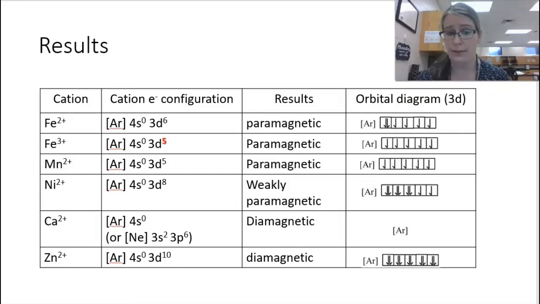Calcium and zinc, on the other hand, calcium is a main group element, and so it has a configuration identical to a noble gas, which means everything is paired. And in zinc, we have a complete paired set of d orbitals. So there's nothing unpaired there, and those are diamagnetic salts. So you can see, even though this seems to be something kind of esoteric and strange and just about little tiny electrons, those little tiny electrons being unpaired does cause a difference in the actual physical properties of those salts.